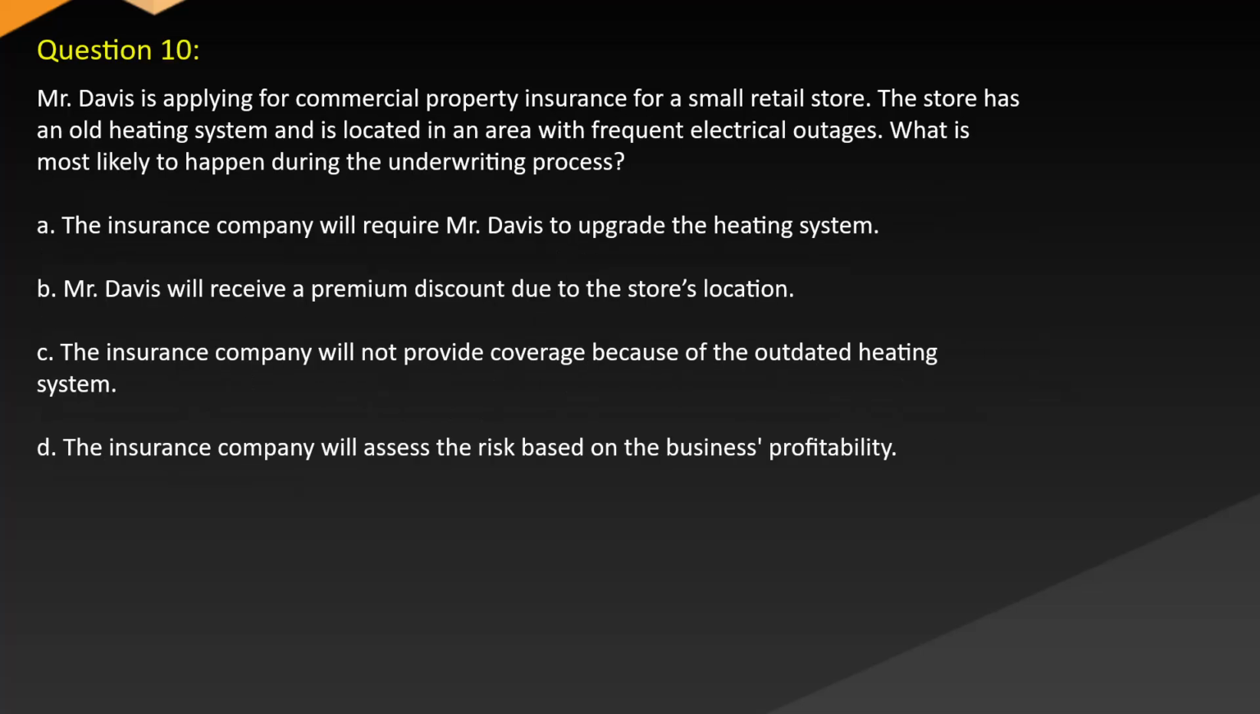Question 10. Mr. Davis is applying for commercial property insurance for a small retail store. The store has an old heating system and is located in an area with frequent electrical outages. What is most likely to happen during the underwriting process? A. The insurance company will require Mr. Davis to upgrade the heating system. B. Mr. Davis will receive a premium discount due to the store's location. C. The insurance company will not provide coverage because of the outdated heating system. D. The insurance company will assess the risk based on the business profitability.